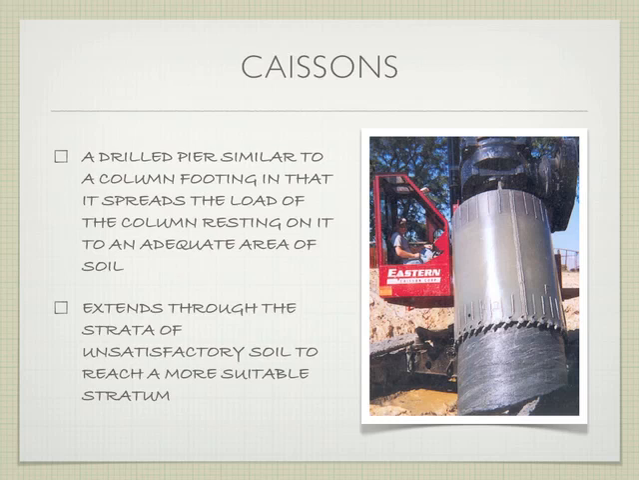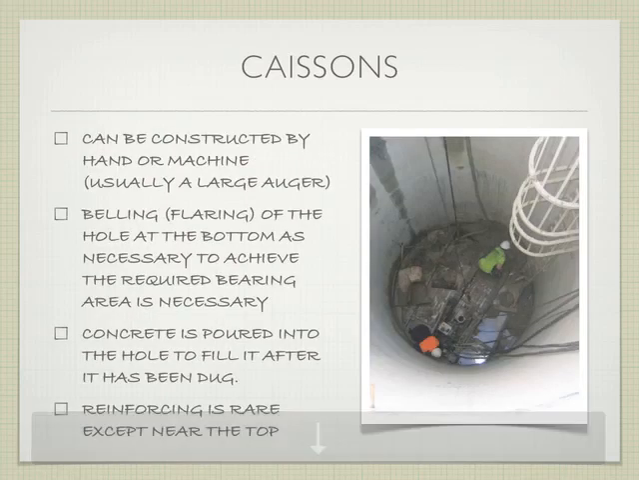The purpose of this caisson is to go through the poor soil that might be at the top until we get down to where there's adequate supportive soil that we can actually rest the weight of our building on. So it's drilled, which is important. These can be constructed by hand or by machine. Obviously, in this day and age, most of the time they're constructed by machine. They're usually very large in size, and I'm showing you a picture like this to give you some idea of how large it is.